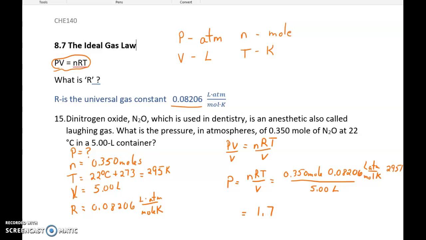Now let's see what units we end up with. We have a mole here, and we also have moles in our R, so that's going to cancel. We've got Kelvin here, and we've got Kelvin in the units of our R, so those cancel. We have liters down here and liters up here, so we are left with only atmospheres, which is very convenient because measuring pressure, we want it to be in atmospheres. Well, let's practice another one.